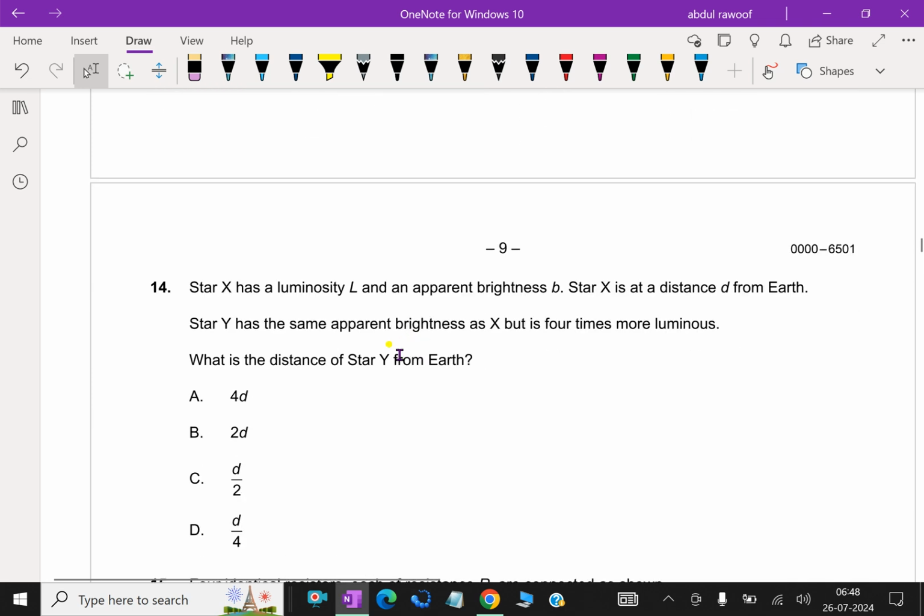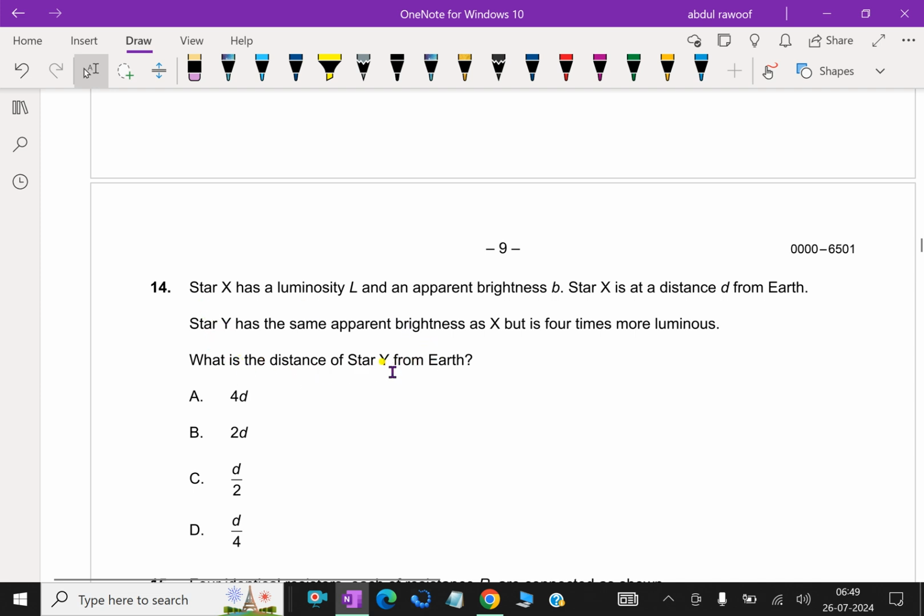Next question. Star X has a luminosity L and an apparent brightness B. The star X is a distance d from Earth. Star Y has the same apparent brightness as X but is 4 times more luminous. What is the distance of star Y from Earth? So it is 2 times increase, because the distance is 2 times.